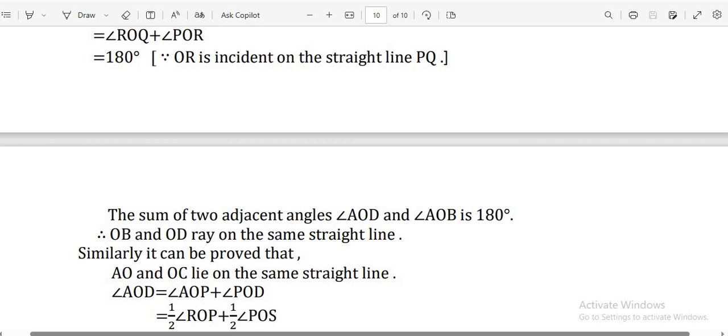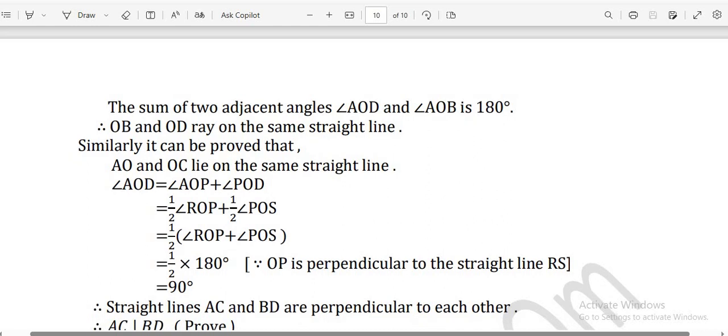Now, the sum of two adjacent angles, angle AOD and angle AOB, is 180 degrees. Therefore, rays OB and OD are on the same straight line. Similarly, it can be proved that rays OA and OC are on the same straight line.